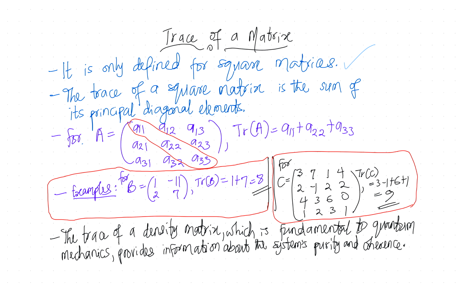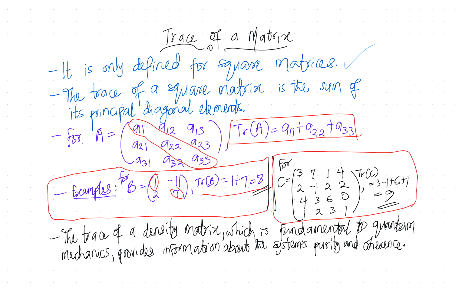And that is why the trace of this matrix A, which is A11, A12, A13, and so on, is given as trace A equals A11 plus A22 plus A33. So that's the idea of trace. For example, if you have B as 1, minus 1, 1, 2, 7, then the trace of B would be 1 plus 7, those are the numbers on the principal diagonal. So the trace of this matrix is 8.